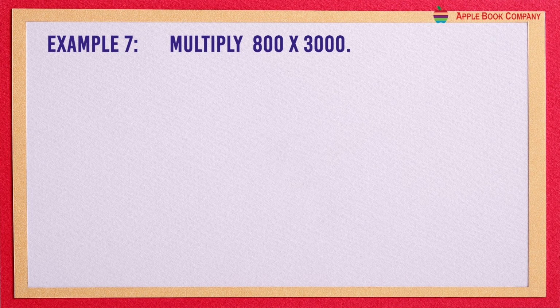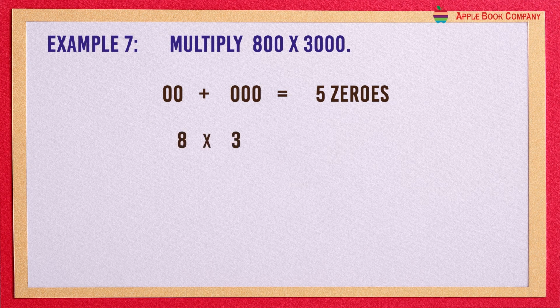So how many zeros are there? You have 2 zeros in 800. You have 3 zeros in 3000. So the total number of zeros is 5. So you just have to multiply 8 into 3, which is equal to 24. So you add 5 zeros to the right end of 24. So this is what you will get: 2400,000.